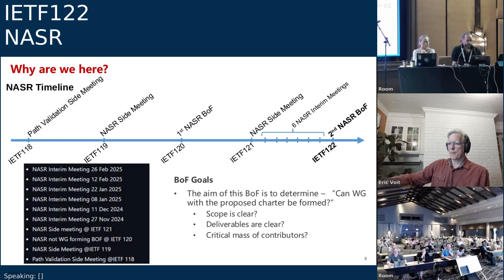There was good feedback during the first BOF and after the first BOF. A lot of feedback, so we had to work it out. So that's why we didn't go directly for a second BOF in 121. We had just a side meeting. But between 121 and now, we spent quite some time in several interim meetings with an interval of 2 weeks, more or less. So we discussed the scope, the charter, etc.